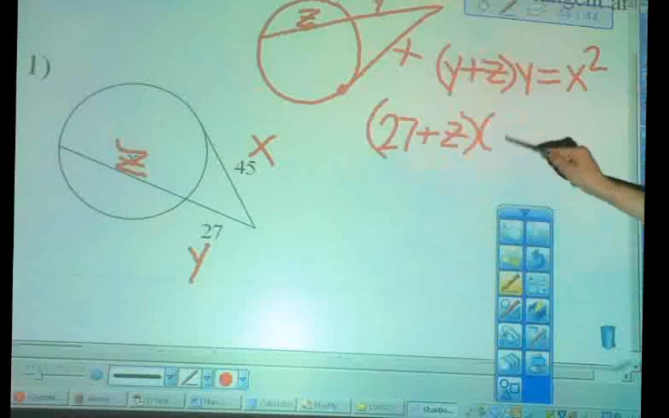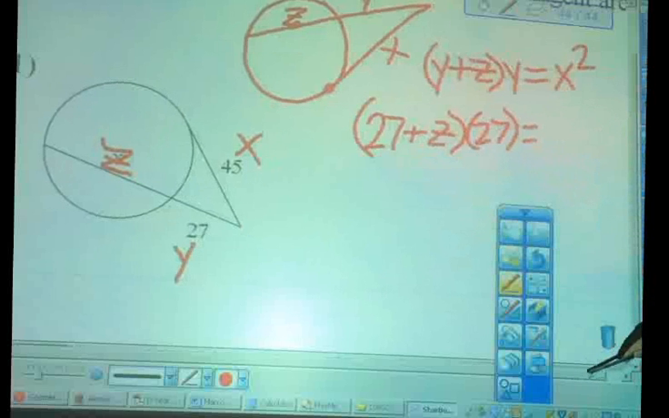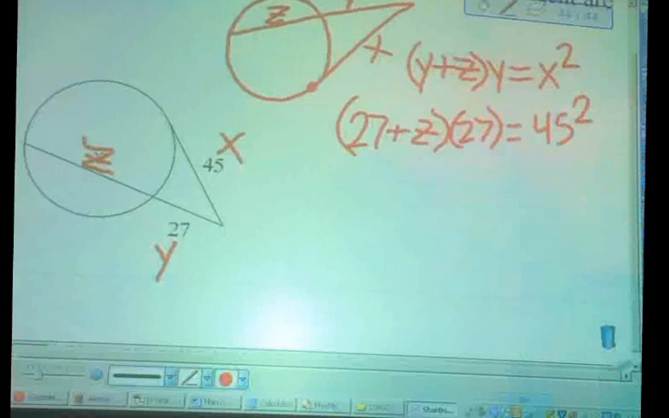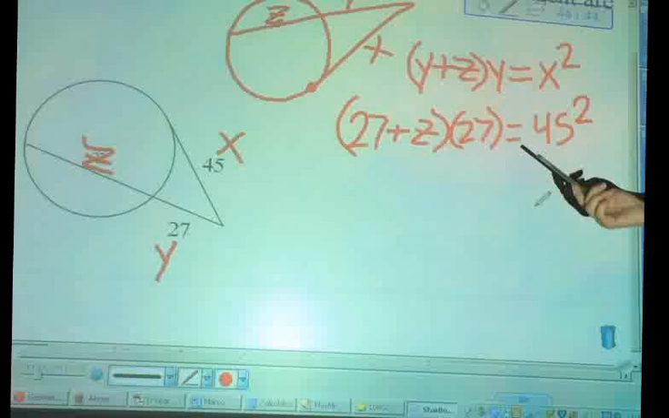And then we got that times 27. On this side, we're going to have x squared. And x squared is, x is 45, so we're going to have 45 squared, okay? So now, this is pretty much the problem that we got to do: find z. We got to get z out of this parentheses.